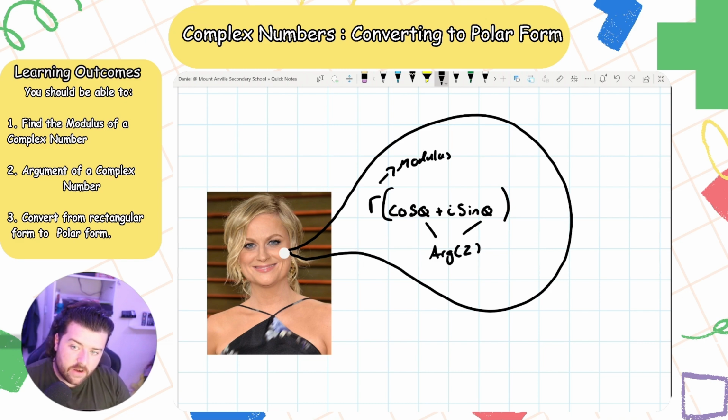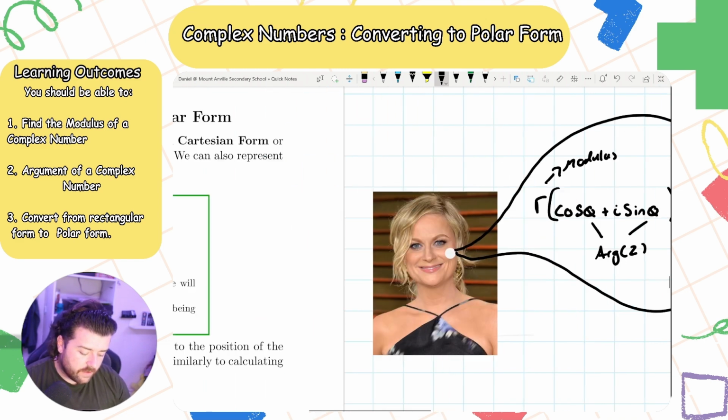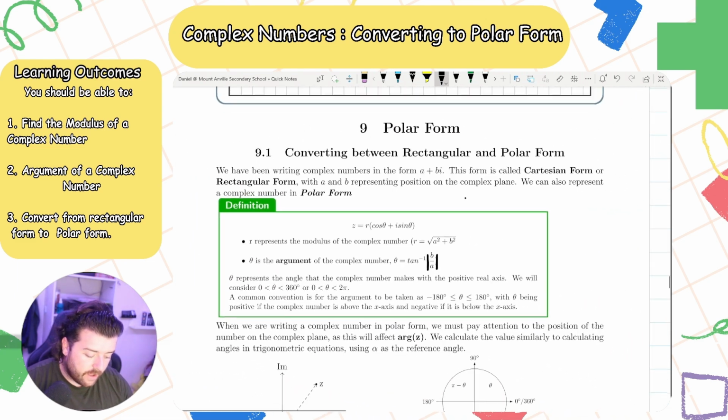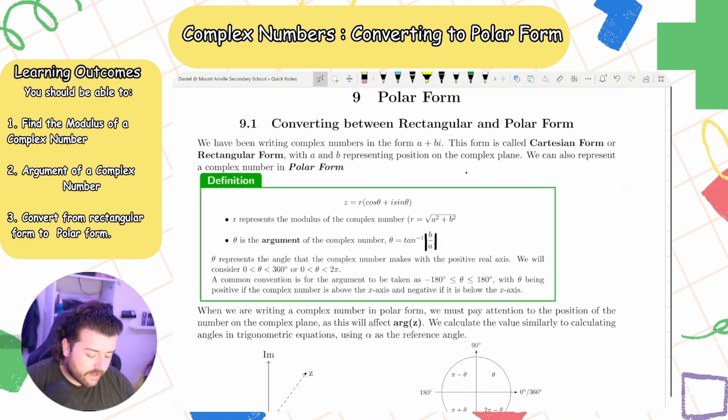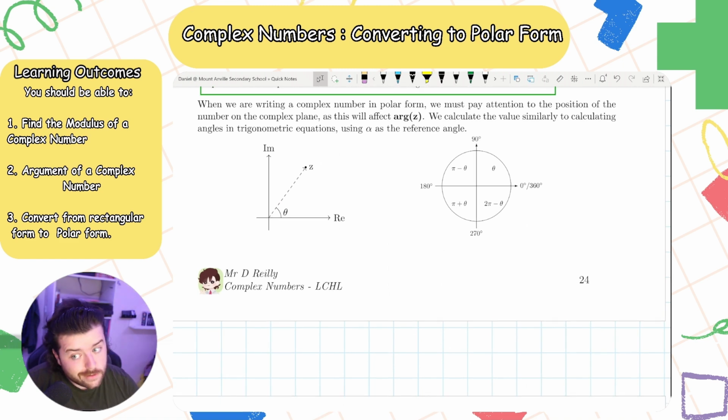Right? There, look at her. She's happy. She loves polar form. She did not invent polar form, by the way. I was trying to think, that'd be funny. And in hindsight, it actually was not funny.